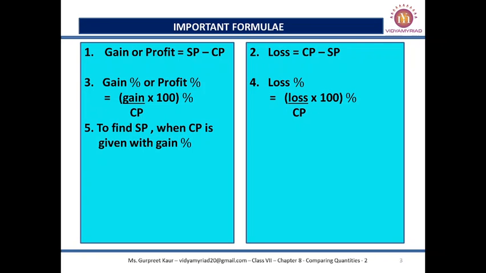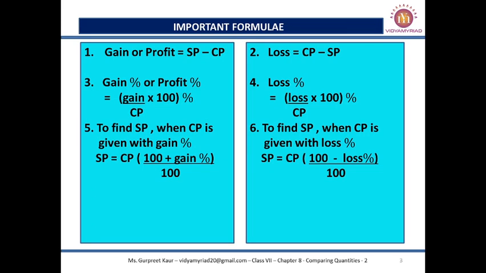Number 3, to find SP when cost price is given with gain percent. Now you will find certain situations where your cost price is given to you. You are also told about the gain percent and you have to find out the SP. So by putting into the direct formula, we will say that SP is equal to CP into (100 plus gain percent) upon 100. Just put the values in this, you will be able to find out the selling price. Same way, if loss is there, you will write minus loss. Same formula. So for gain we will do plus gain, for loss we will do minus loss.